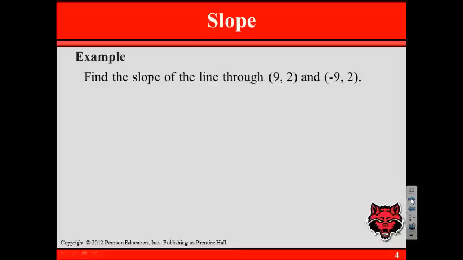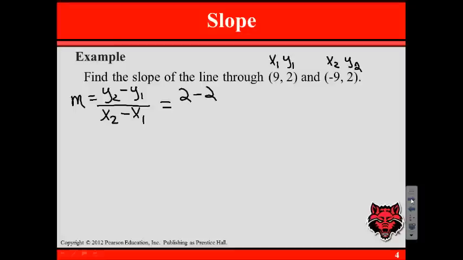Let's try another example. Let's find the slope of the line that goes through (9, 2) and (-9, 2). Again, we start by labeling our ordered pairs, x1, y1, x2, y2. Once we have labeled, we write the slope formula again. M equals y2 minus y1 over x2 minus x1. Plugging in the information we just labeled, 2 minus 2, all divided by -9 minus 9.